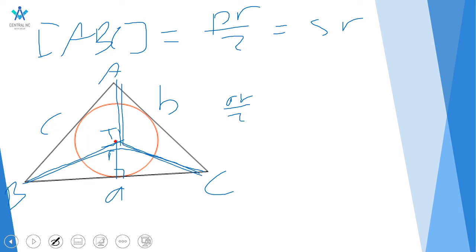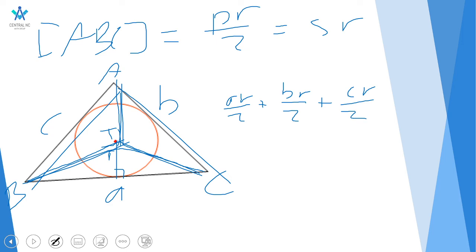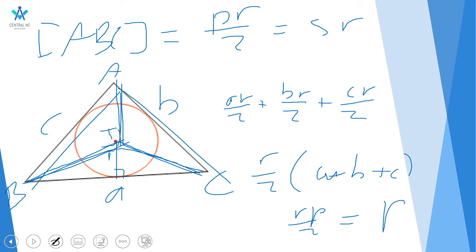Triangle AIC is equal to BR/2. Triangle of this guy is CR/2. Factoring out, we get this, and A plus B plus C is simply the perimeter, so RP/2, which is the same thing as PR/2, which is exactly what we wanted, so we are done.